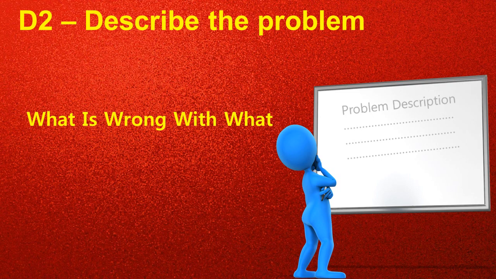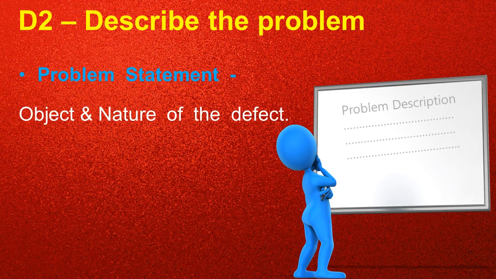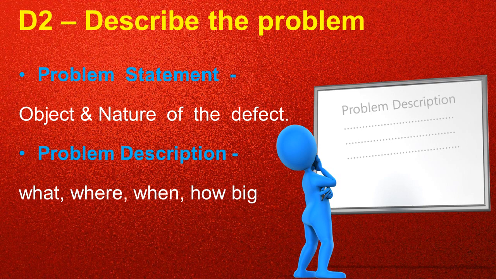Problem description is done in 2 phases. The first phase talks about the problem statement. A problem statement is a simple and brief statement which identifies the object and nature of the defect. The problem statement is derived by asking what is wrong with what and then testing it with repeated why. The second phase is problem description. In this, you amplify the problem statement with the help of 5W2H analysis, also known as the is/is not method.